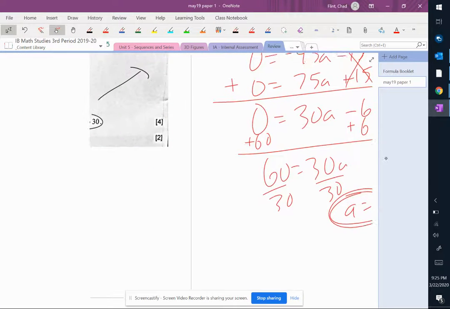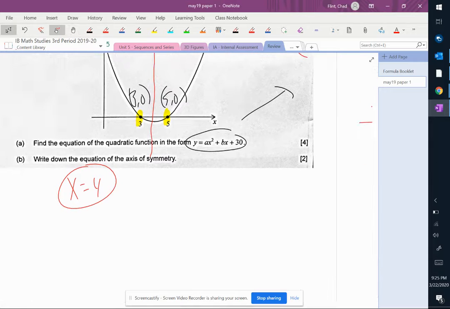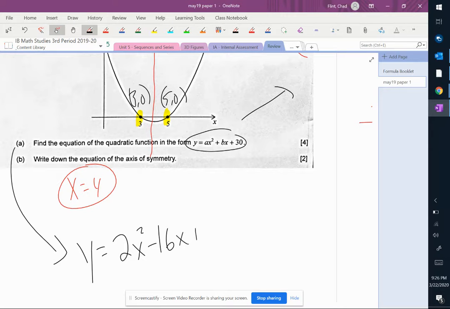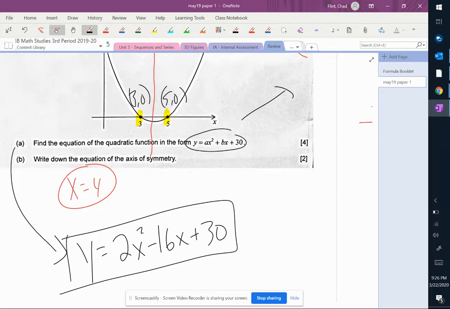So now my answer for part A is going to be y equals 2x squared minus 16x plus 30. And we can plug it into the calculator, make sure it has those points, but I'm positive that it's going to.